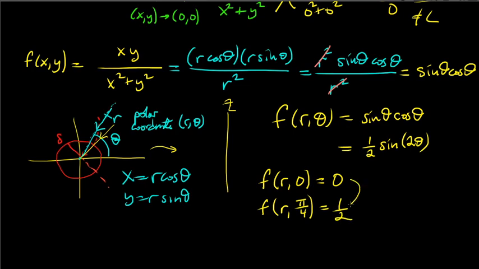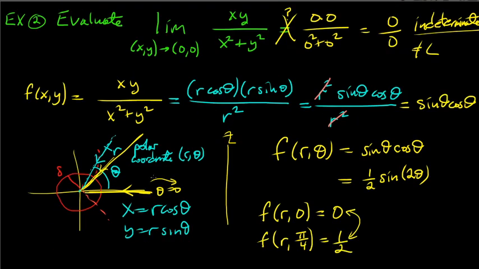So already you get two different values for two different approaches, two different angles here, right? Theta equals 0 is approaching along the x-axis. Theta equals pi over 4 is that 45 degrees. And of course you get two different values. So if it depends on which direction you're going in, then there simply is no limit, right?